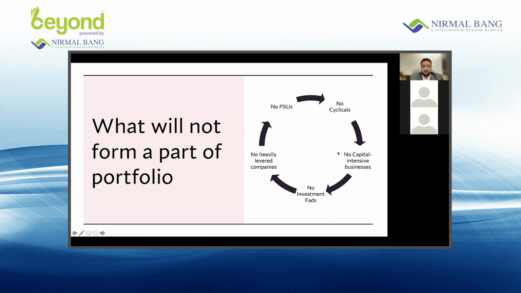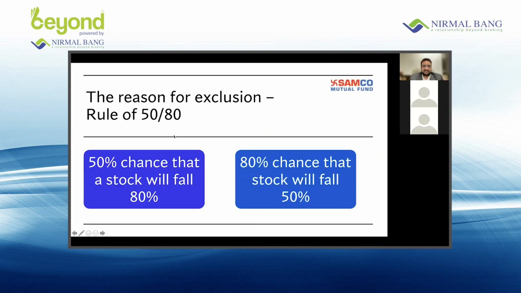The reason being that these businesses are subject to what is called the rule of 50-80. Which means that there is a 50% chance that a stock will fall 80%, and there is an 80% chance that a stock will fall 50%. So, what we are trying to say is that if you look at companies like Tata Steel, Tata Motors, SBI, and the price pattern for the past 20 years, a 100 rupee stock goes to 500 for Tata Motors, 500 comes back to 100, 125, 125 goes back to 300, 300 comes back to 100. So the price pattern is a yo-yo price pattern, and these are not the kind of businesses that we are interested in investing in.